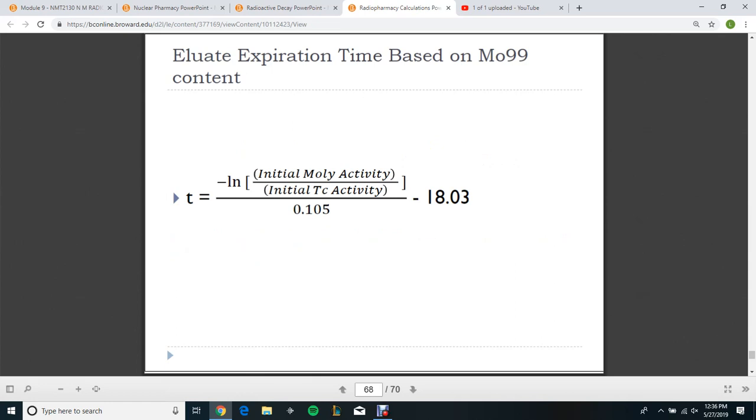Eluate expiration time based on Moly content. The time is equal to negative ln times the initial Moly activity over the tech activity. And you take that equation and divide it by 0.105, and then you're going to subtract 18.03 from the final.